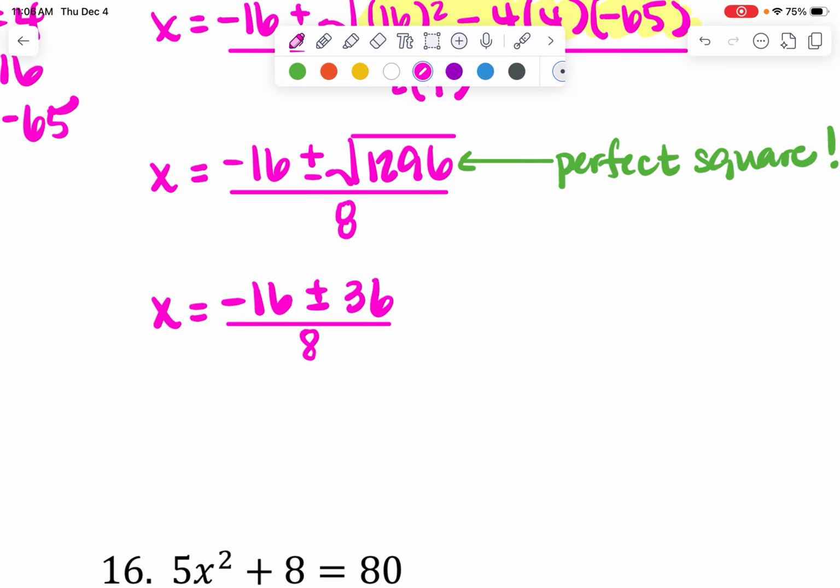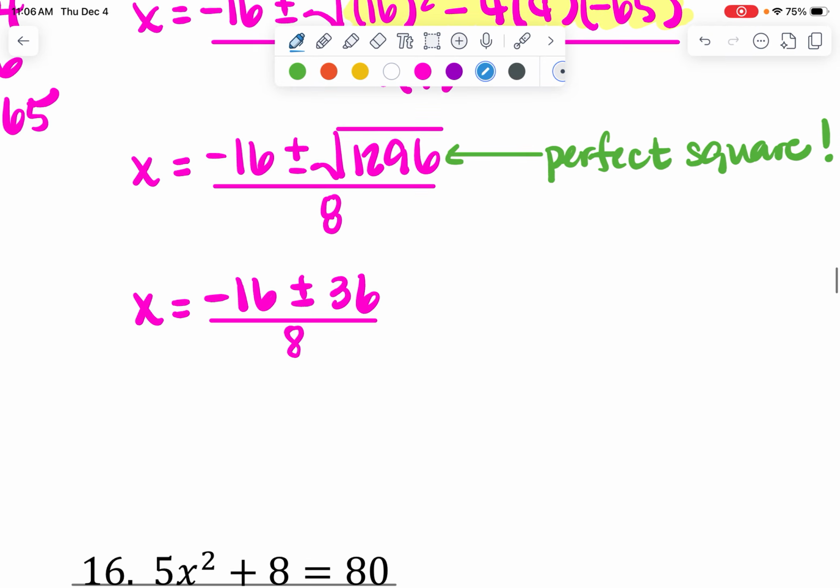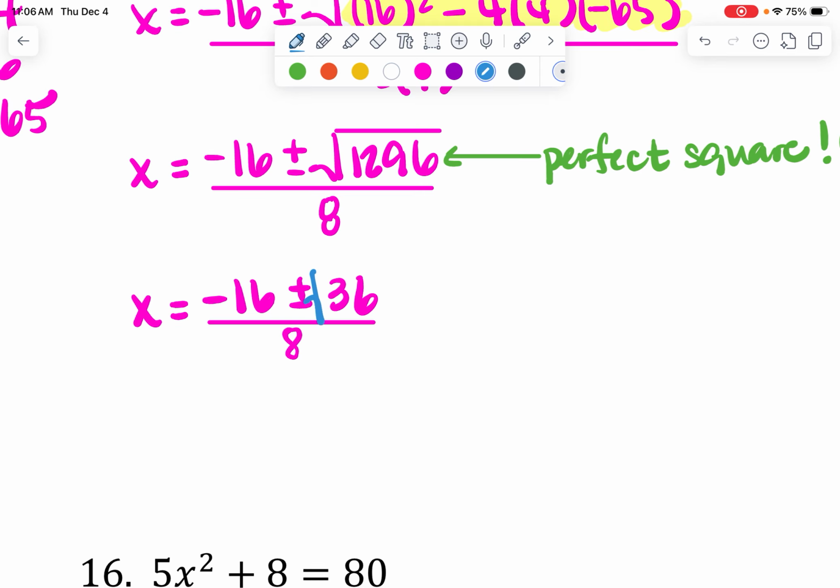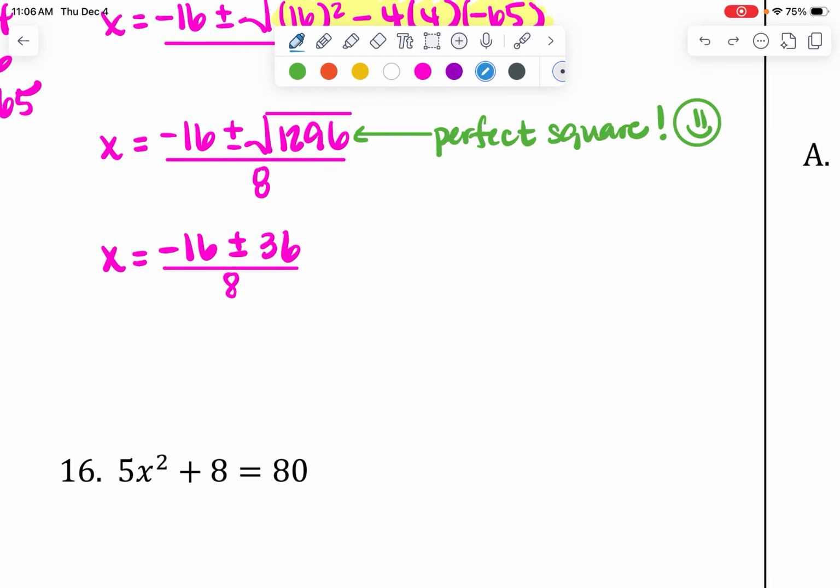The biggest mistake I've seen from you guys this year is when you take the square root of a number, you keep the square root on the 36. Please do not do that, right? If it's a perfect square, you're actually taking the square root of 1296, and that is equal to 36. It's not equal to the square root of 36, it's just 36. So make sure you don't put that square root on there.